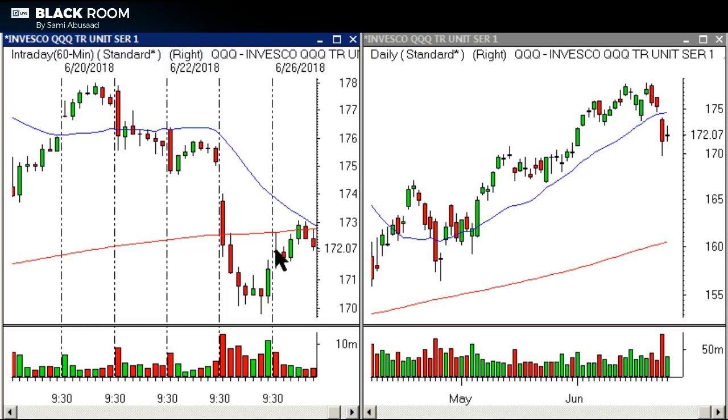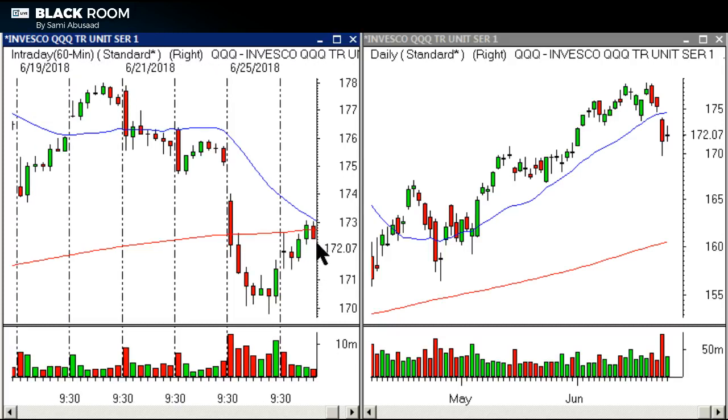I don't really trade the Qs because I can always find individual stocks that offer better reward to risk than the market and move more than the market. So I typically don't trade the Qs. But now let's say you wanted to take this sell setup. How do you do it?